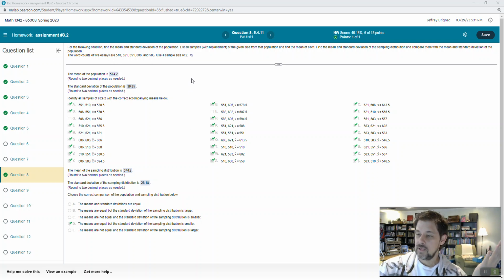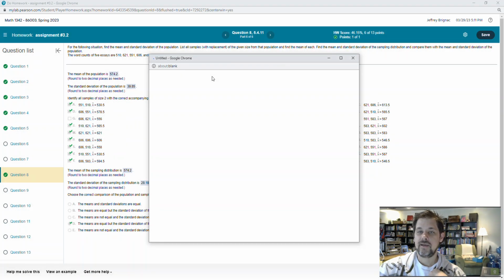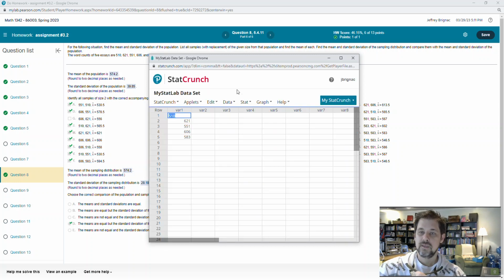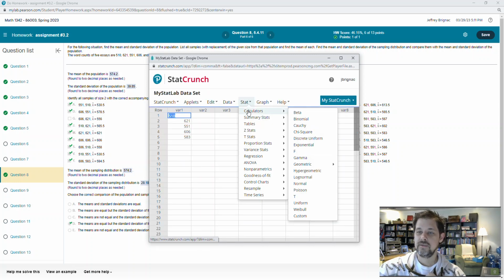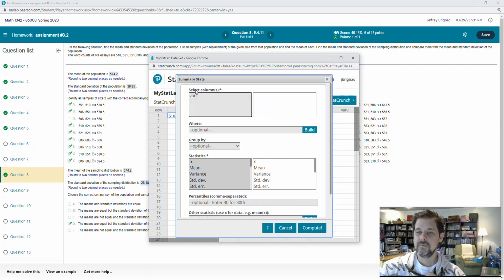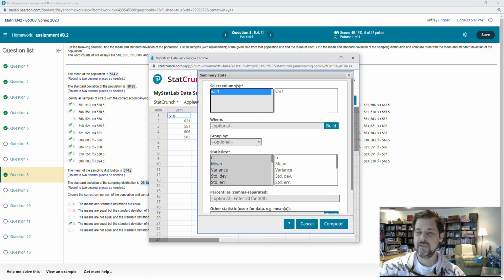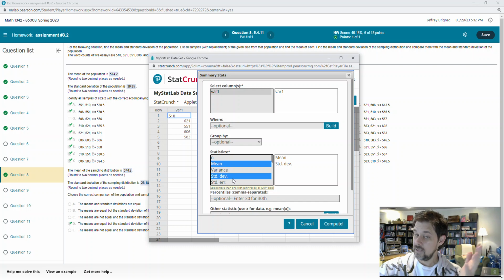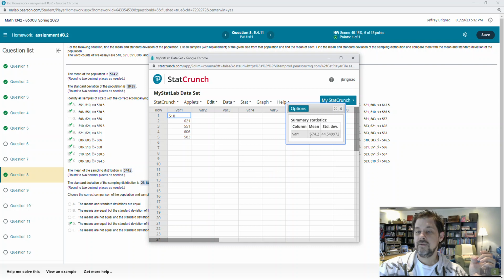Well, this is the kind of thing that we've used StatCrunch for in the past. So what I'm going to do is open this in StatCrunch. And I'm going to go to Stats, Summary Stats, Columns, select the column VAR1 because that's where my data is, and then I want to calculate the mean and the standard deviation, right? Because that's what the question is asking us, at least the first two parts. So I do compute and I get a mean of 574.2, all right? And then I get a standard deviation of 44.5499, but that's not the right answer, okay?